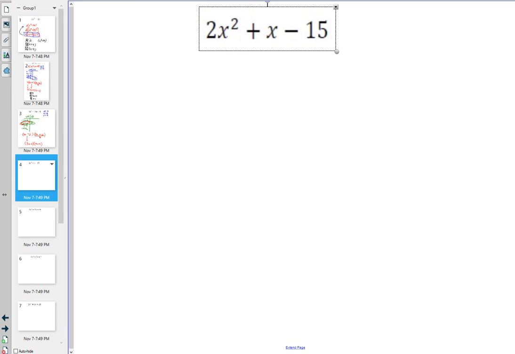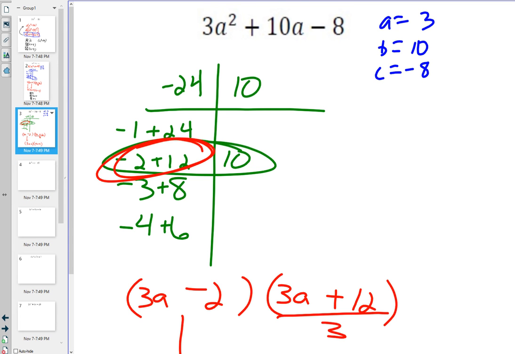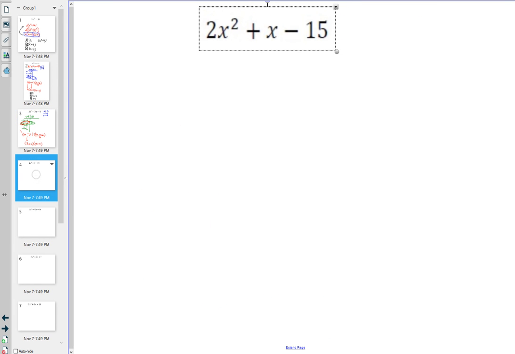For the third time in a row, what type of problem is this? A trinomial where the lead is not 1. That's what causes us to do these extra steps at the end. We'd be done right here if the lead is 1. Is there a greatest common factor? No. Could this possibly be a perfect square trinomial? No.